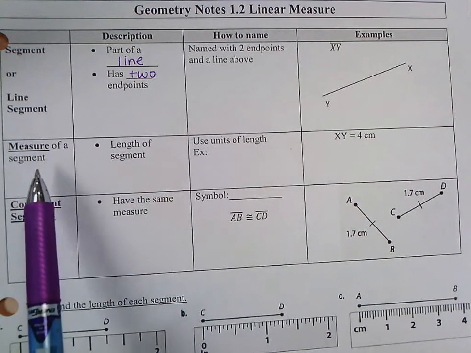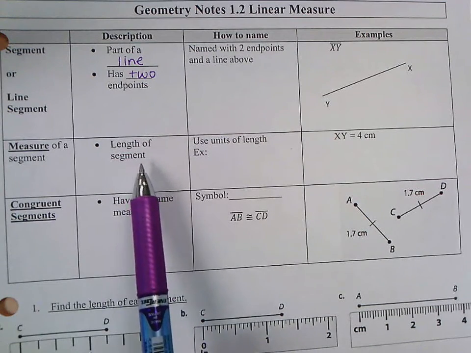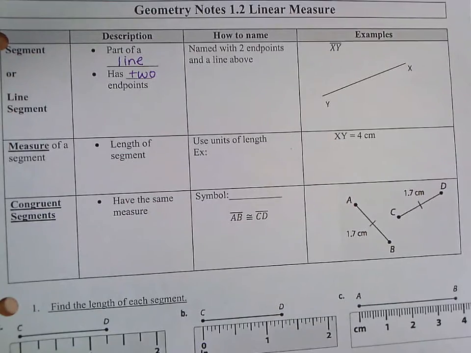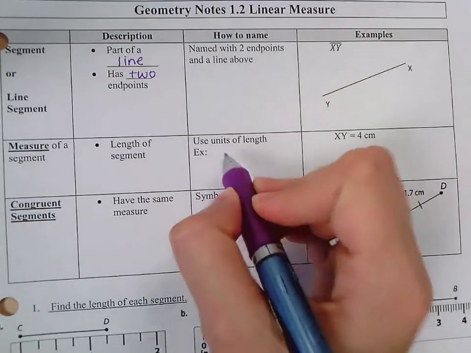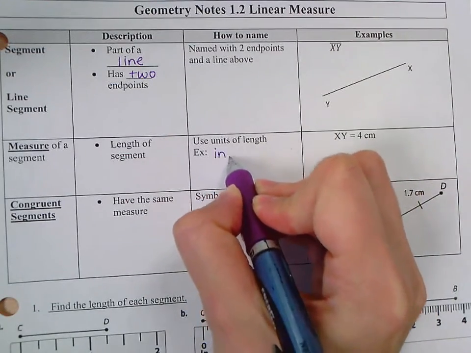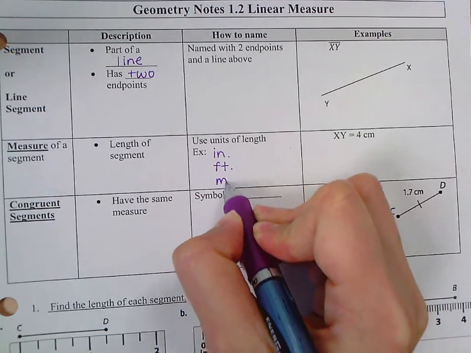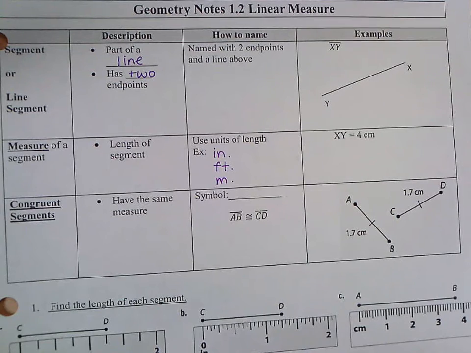So the measure of a segment is the length of that segment, and so you have to use units to represent length. Examples: it could be units in inches, it could be feet, it could be meters, so just an M. But if you are asked a question that asks for the measure, you should be including units in your answer, whatever units are given in the problem.